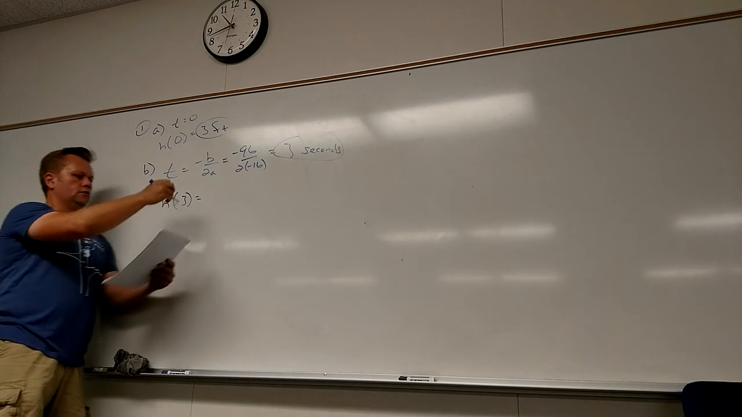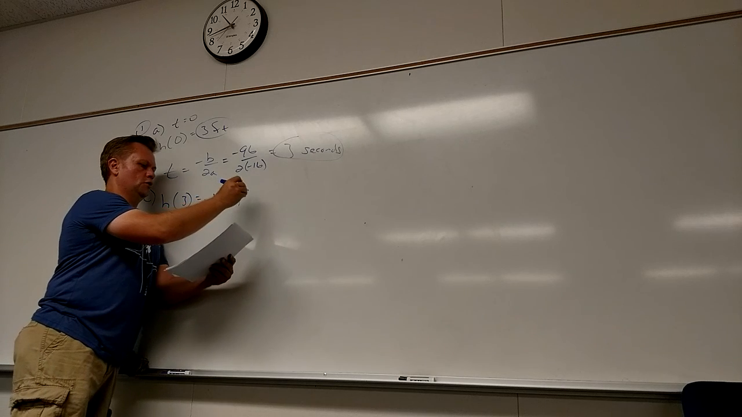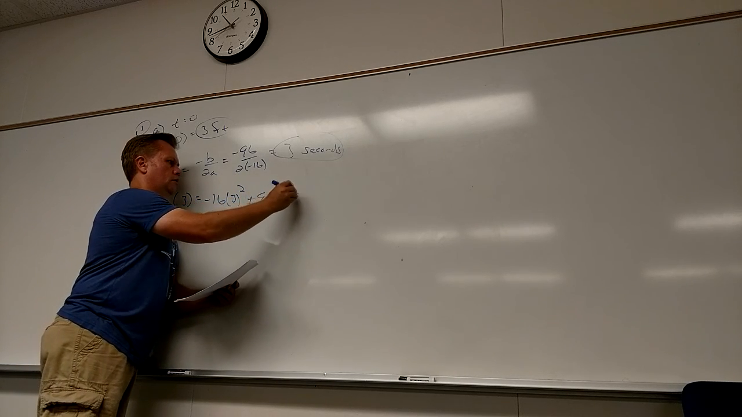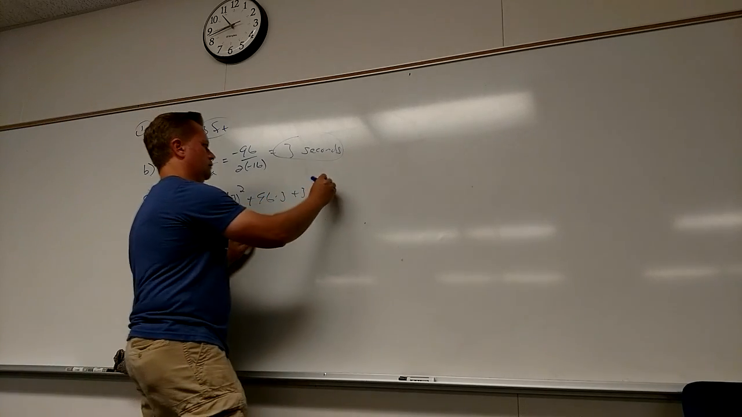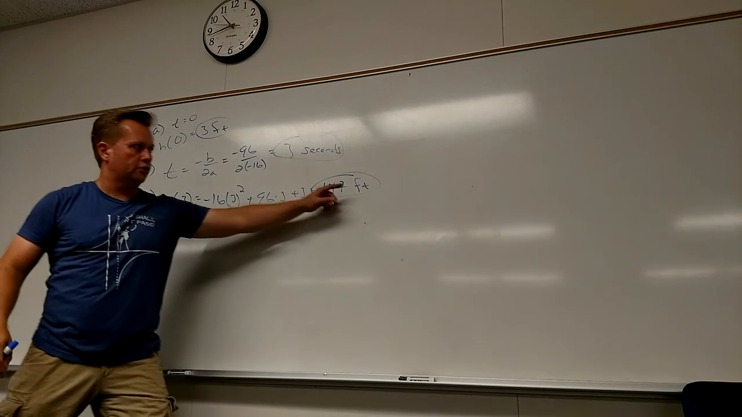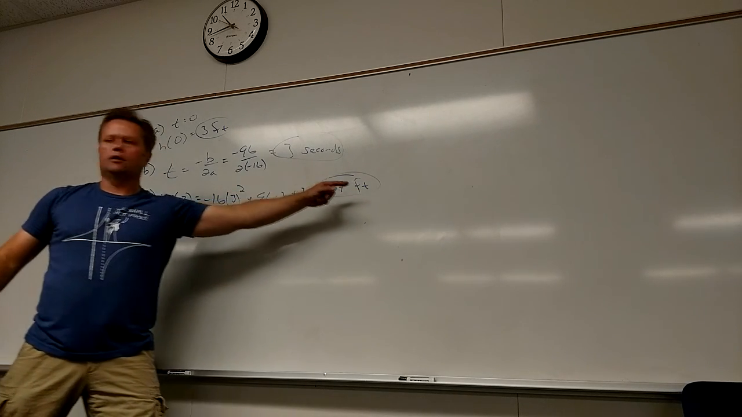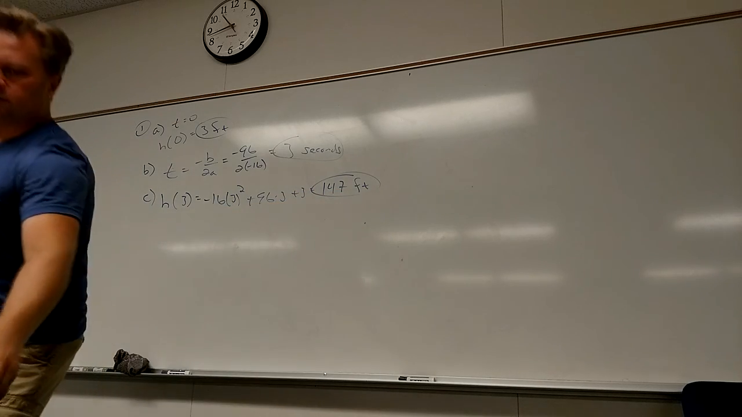So when I put 3 in, and work it out, what do you guys get? 147. 147 what? Feet. Good. Don't make me be even more of a dork than I already am and make me say centimeters, light years, whatever. Right?